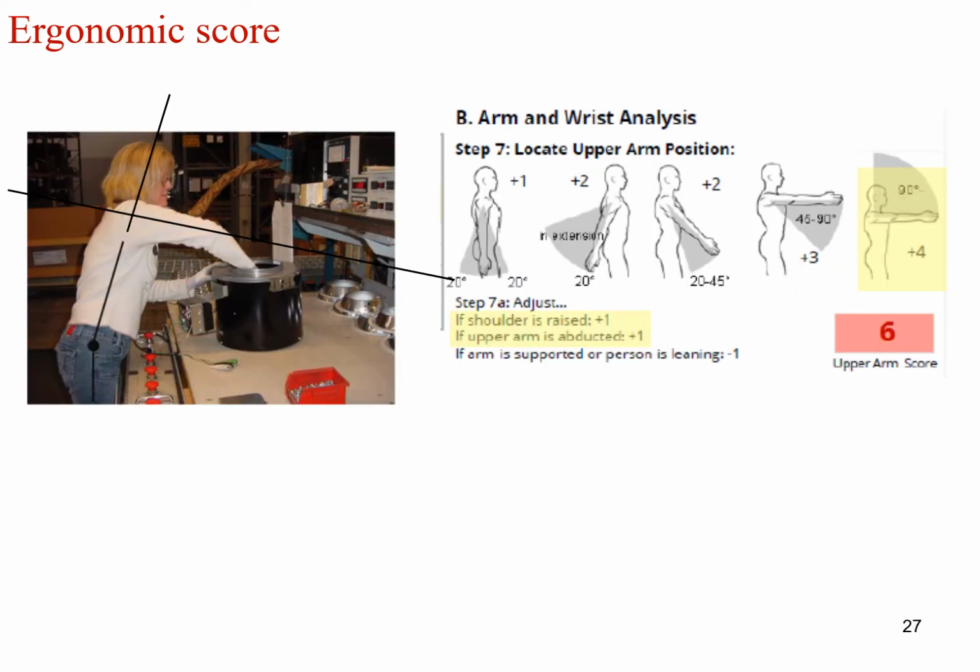Step 7, we locate upper arm position with respect to the trunk. It appears her right arm is raised slightly more than 90 degrees from the trunk, so upper arm score starts at 4. Then we look at adjustment. Her right shoulder is raised higher than the left, so we add 1 to the upper arm score. And her upper arm is stretched or abducted, so we add 1 more to get upper arm score 6.